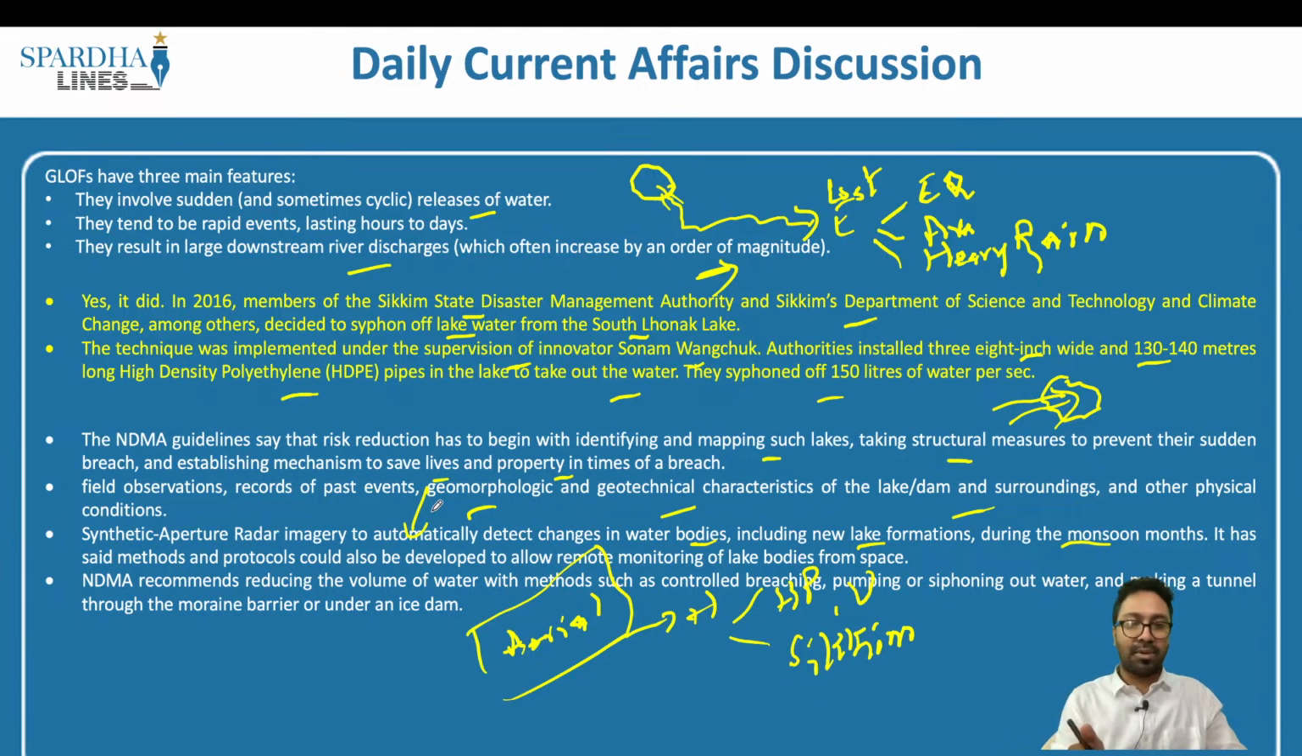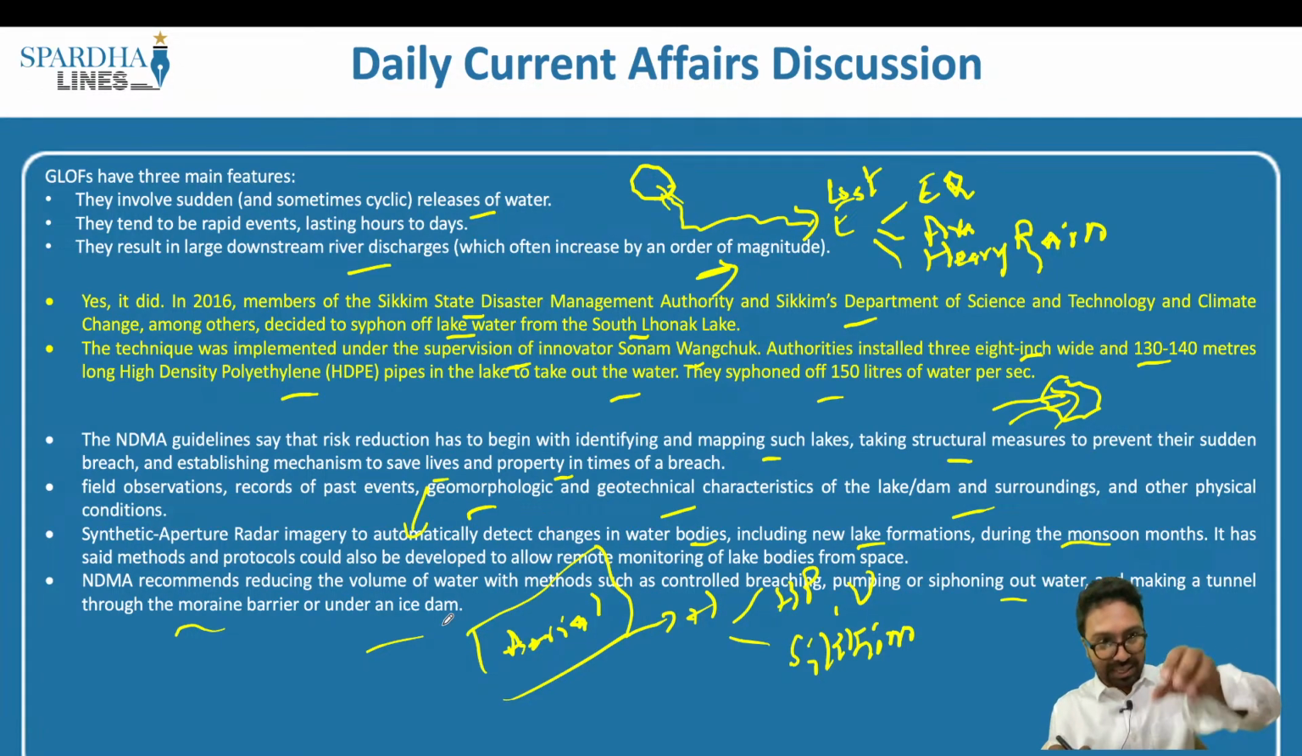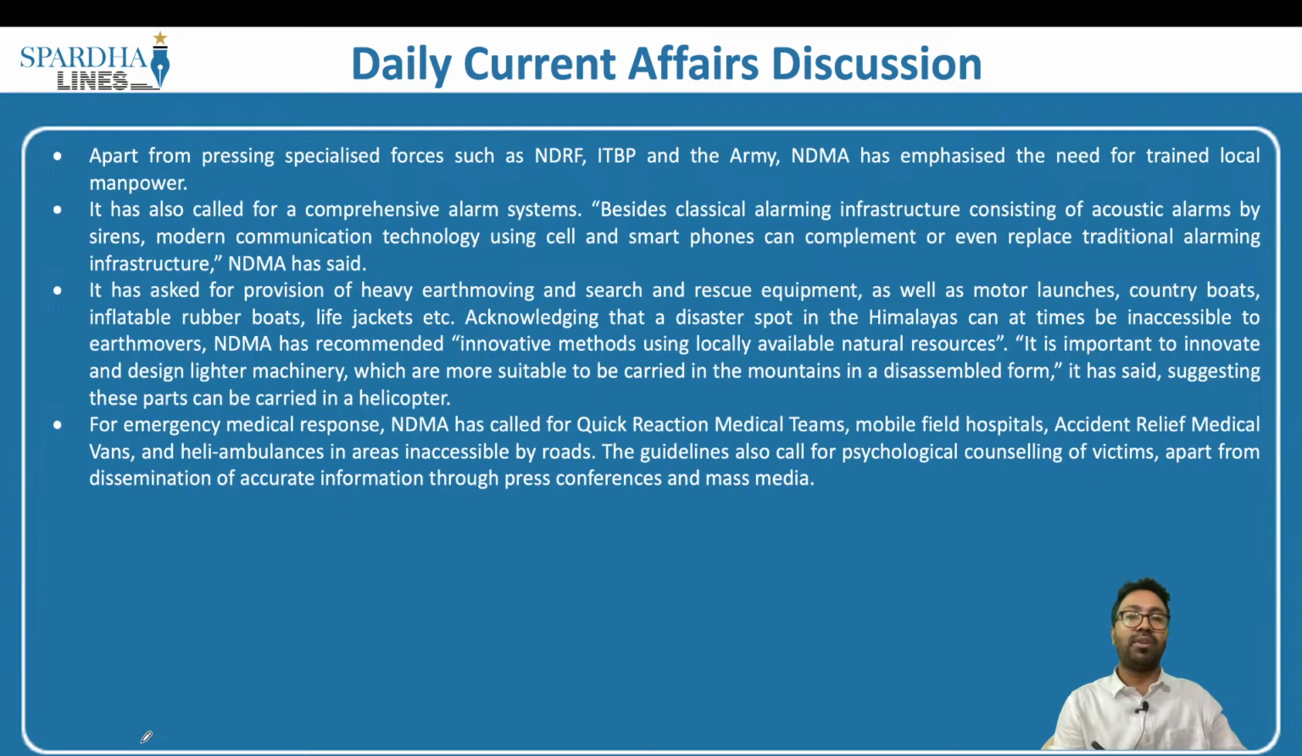And NDMA recommends reducing the volume of water with methods such as controlled breaching, pumping or siphoning of water, and making a tunnel through the moraine barrier or under the ice dam. We did just discuss that Sikkim did this siphoning of water, where it is sucking off the water, making sure that excess water is taken out, so that in case the glacier melts, the excessive water comes and gets deposited in that particular depression. If we are able to do so, we would be able to reduce the impact of it. What are the other measures that one will have to take?